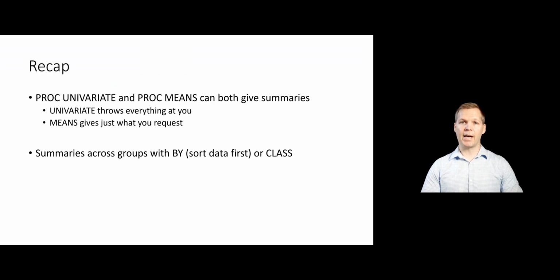All right, to recap, doing our numeric summaries of quantitative or numeric variables, Proc Univariate and Proc Means can both do it. Proc Univariate is the one that's just going to throw everything at you. Proc Means is the one that's a little bit nicer if you know what you're looking for. And then if we want to do the same summaries across different categorical variables, we can use the by statement with a sorting and then a class statement if we want to do it that way as well.